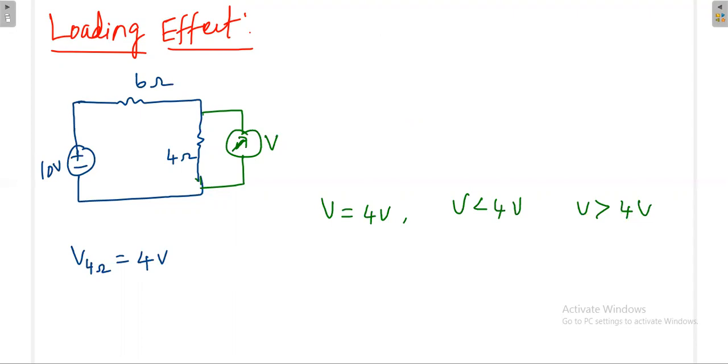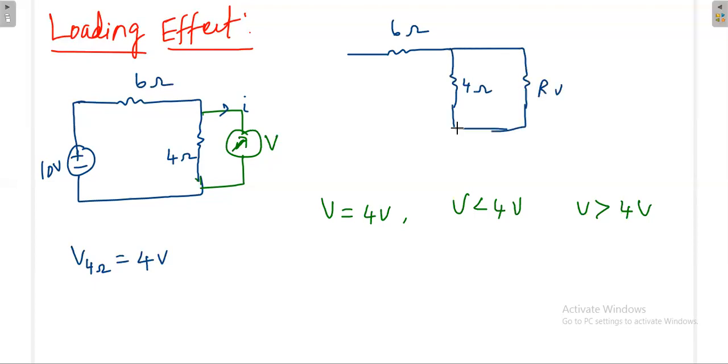Why is it less than 4 volt? Because when you connect some element, what is actually happening? The voltmeter will take some current for its operation. When it is taking some current, it has some resistance. Say this is 6 ohm, this is 4 ohm. So you can effectively replace this voltmeter with a resistance.